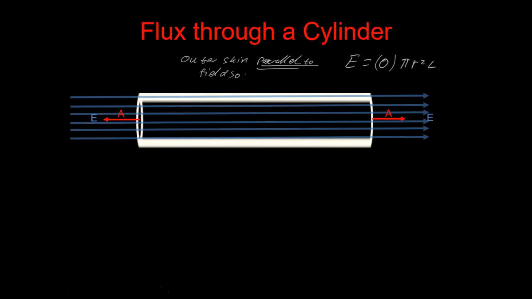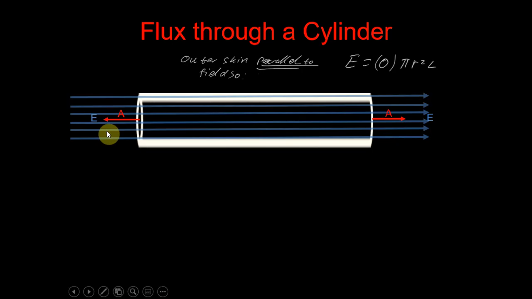Well, the outer skin of the cylinder will be parallel to the field. So this outer skin of the cylinder will actually equal an area of pi r squared times L, but the outer skin of the cylinder is parallel to the field. So the total electric field incident on it is 0. So that will give us a flux of nothing.